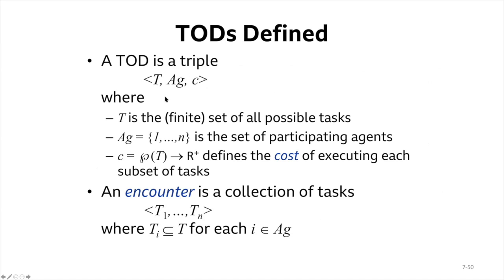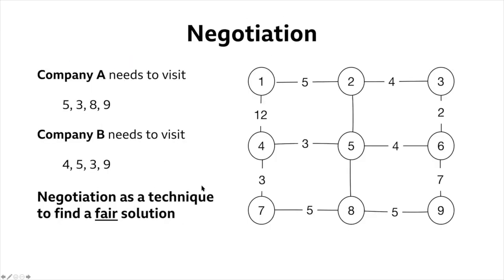So this is a task-oriented domain, right? An encounter in a task-oriented domain is where each of the agents, 1 through to n, has been given some particular task to carry out. So an encounter in the scenario back up here is defined by these tasks and these tasks. This is the task set for company A, and this is the task set for company B. So these are the tasks that company A needs to carry out. These are the tasks that company B needs to carry out. So this is a particular encounter.